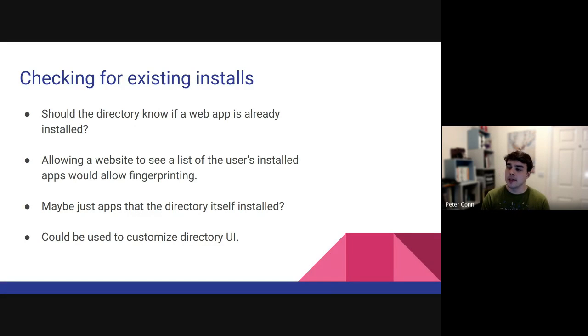And the biggest one is, should an app directory be able to know which web apps are already installed? You could imagine a directory having an install button and wanting to change it to launch, or just remove that option entirely if the user already has it installed. But of course, this is a massive fingerprinting risk. Could the website just know which apps have been installed from that website? But at that point, is it really any different to the website storing cookies or something?